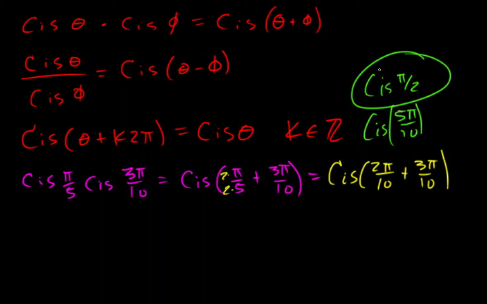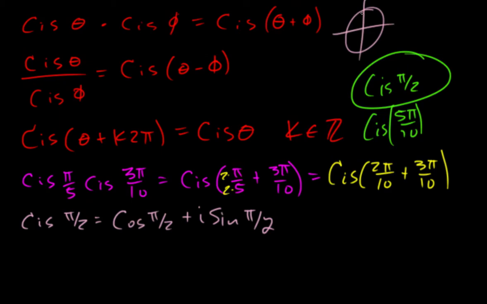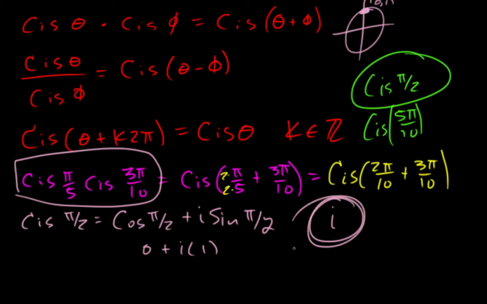Now if we take cis pi halves and write it in expanded form, we get cosine of pi halves plus i sine of pi halves. If we think of our unit circle, pi halves is right there, which is (0, 1). Cosine is our x value, sine is our y value. So overall, 0 plus i times 1 is just i. So this simplifies down to i.